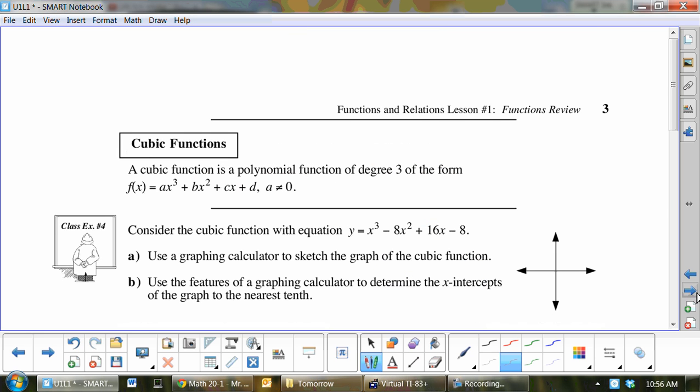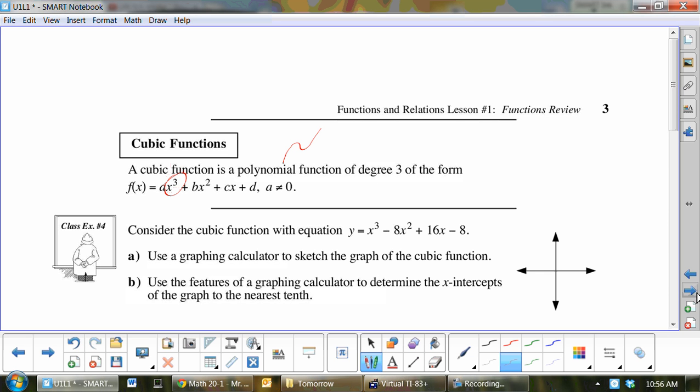Okay. A cubic function is a polynomial of degree 3. So we're always going to be looking for an x cubed. Now, they will often do a squiggle, but they always start and end in diagonal quadrants.